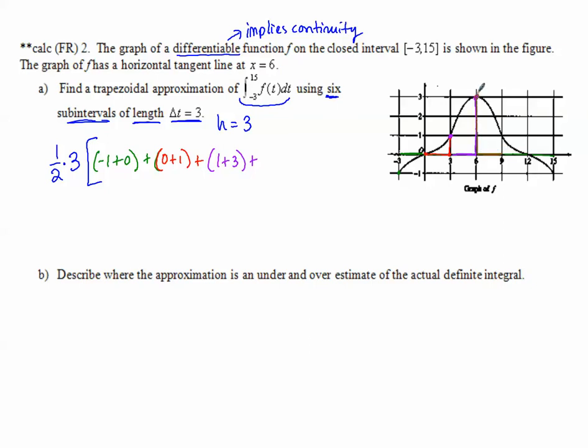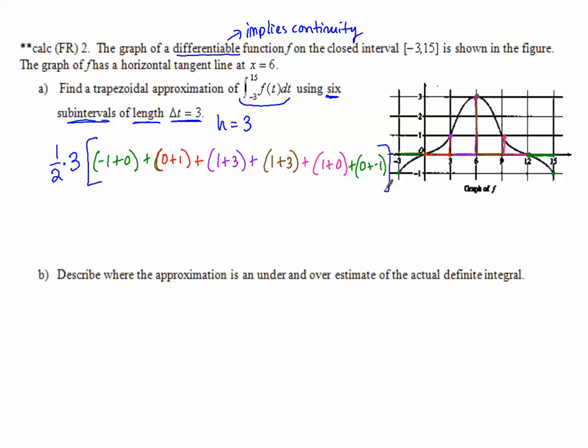My next subinterval, go up on the left, it's 3. Go up on the right, it's 1. 1 plus 3. Almost done. My next subinterval, go up on the left, it's 1, go up on the right, it's 0. And finally, last subinterval, up on the left, it's 0, up on the right, or down on the right, it's -1.